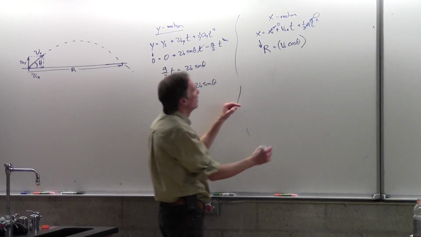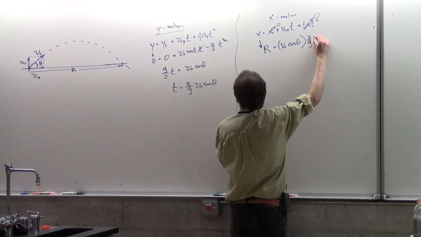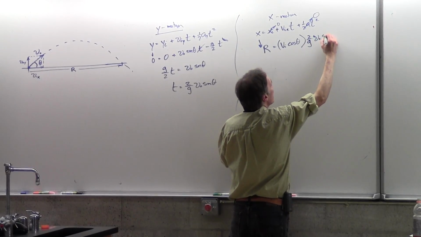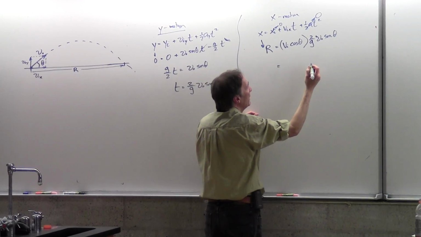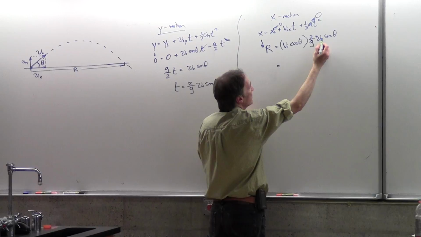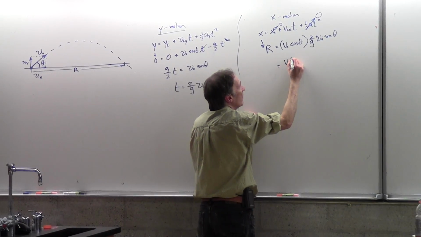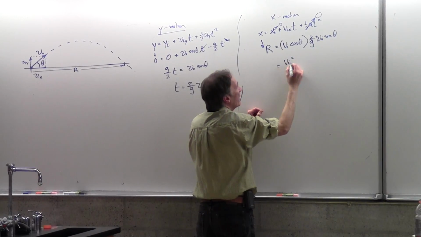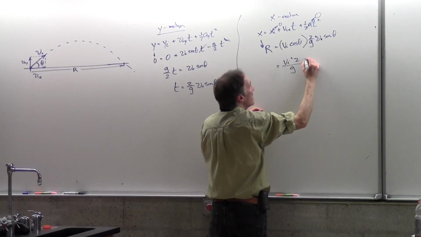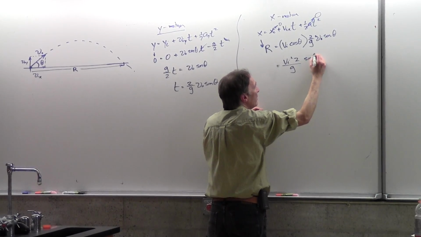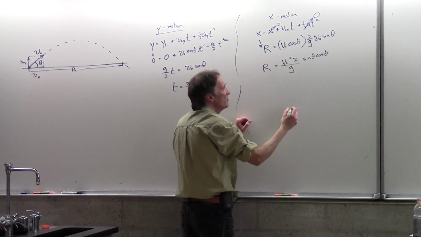And the time would be 2 over g, v naught times the sine of theta. Okay, it looks a little messy at first, but I'm multiplying this, so this is v initial squared. I'm going to have a 2 here, I've got a g, I've got a sine theta times a cosine theta. Okay, so that's the range.